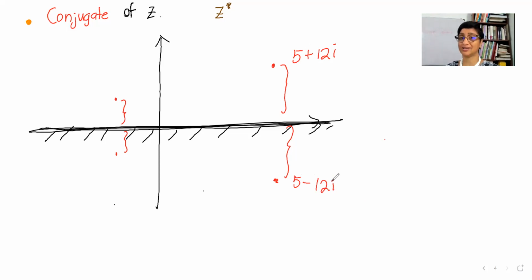Do you all see that? Because the 5 didn't change, you're still there. 12i on top, minus 12i on the bottom. If this was minus 3 plus 2i, what would this be?